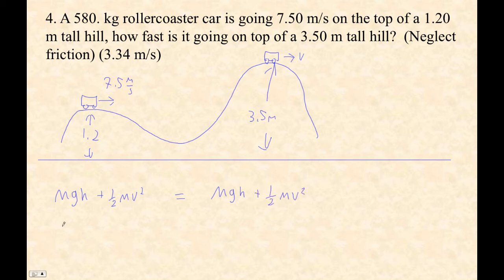Right, and now we can just plug in numbers, right? Notice that the mass will cancel from all of these, so we don't actually have to put in the numbers for mass, but let's do it anyway. We'll just do that. 580 times 9.8 times 1.2 plus 1/2 times 580 times 7.5 squared, right? Is equal to 580 times 9.8 times, what is it, 3.5? Right, so since there's more potential here, we're going to have less kinetic, right?